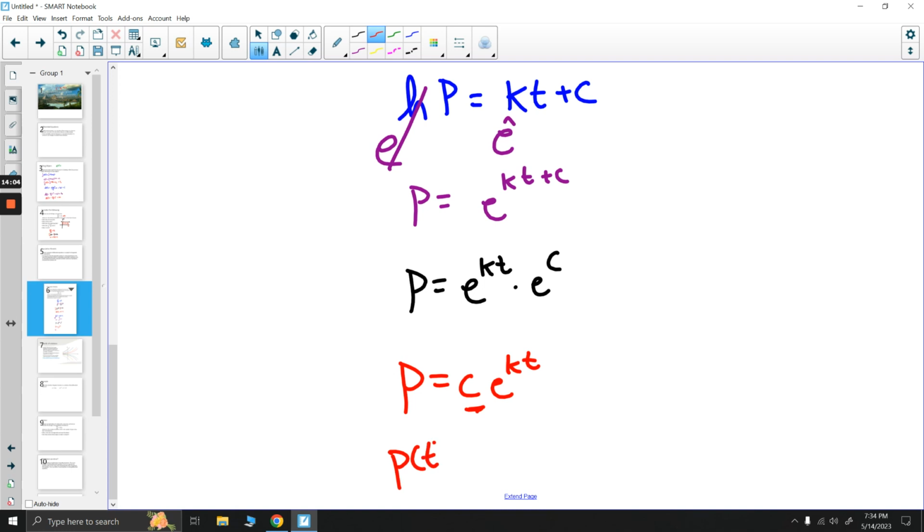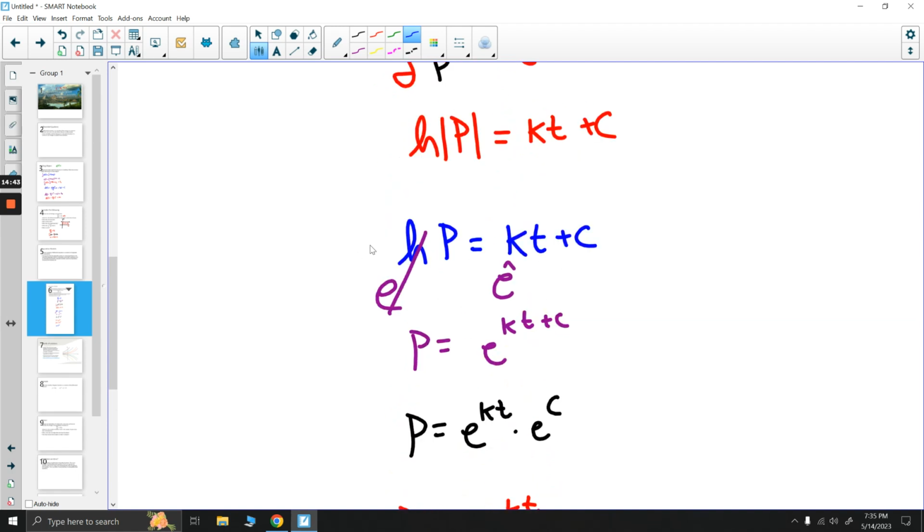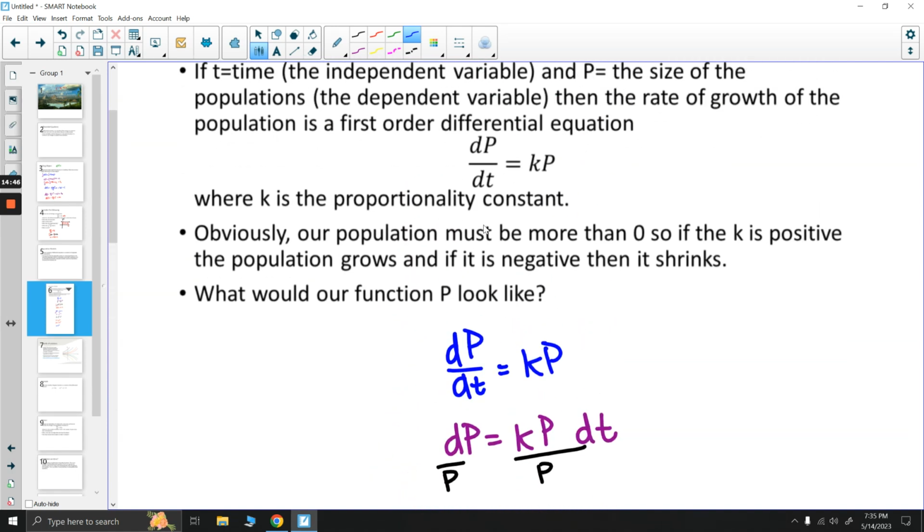P is the population after some time. We could call it P of t. C is the initial population. Maybe we'll call this P sub naught or something like that. e to the kt, where k is the rate of change, like the percent growth or decay of the population. What this is describing is basically continuous compound interest. That is A equals P e to the rt, where r or k is our rate of change, t is time, P is our initial amount, P sub naught here, and A is our amount after some time. So that's what that is describing. And again, this is just a first order differential equation.